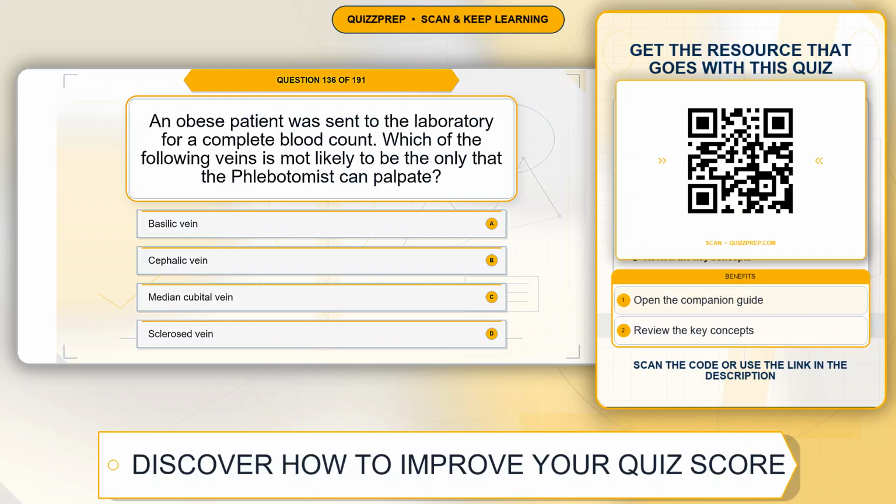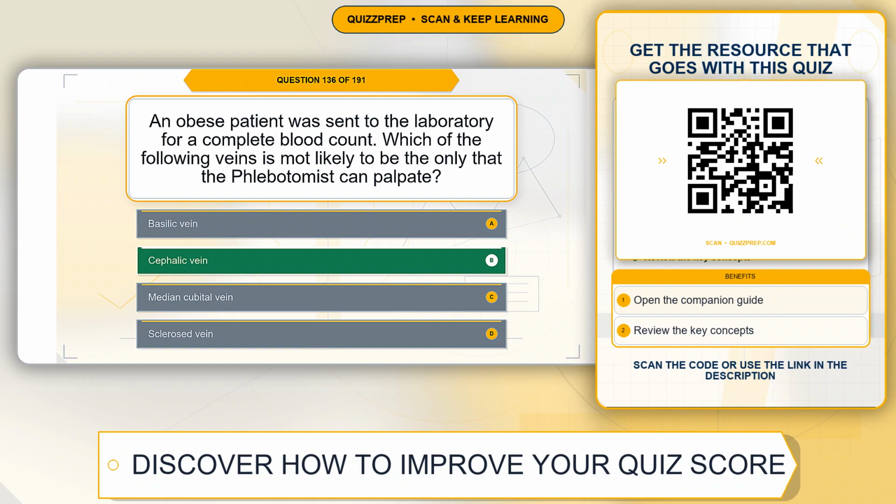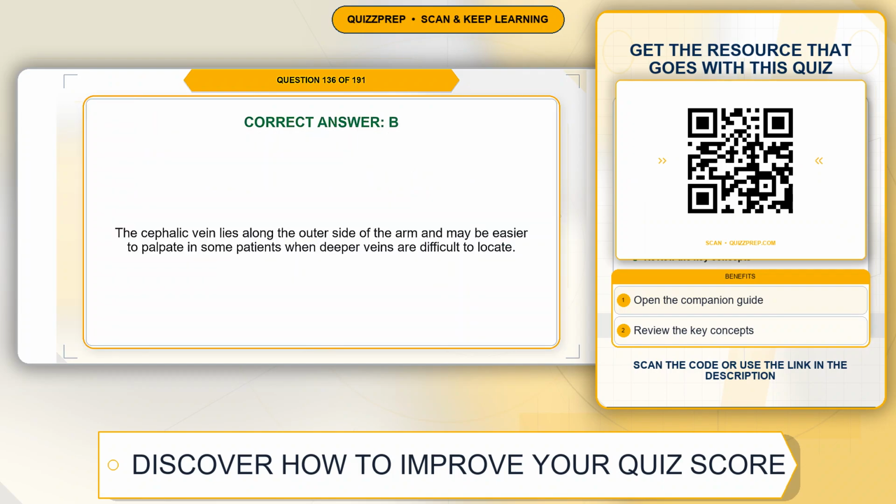Question 136. An obese patient was sent to the laboratory for a complete blood count. Which of the following veins is most likely to be the only one that the phlebotomist can palpate? Option A, basilic vein. Option B, cephalic vein. Option C, median cubital vein. Option D, sclerosed vein. The correct answer is option B, cephalic vein. Explanation: the cephalic vein lies along the outer side of the arm and may be easier to palpate in some patients when deeper veins are difficult to locate.